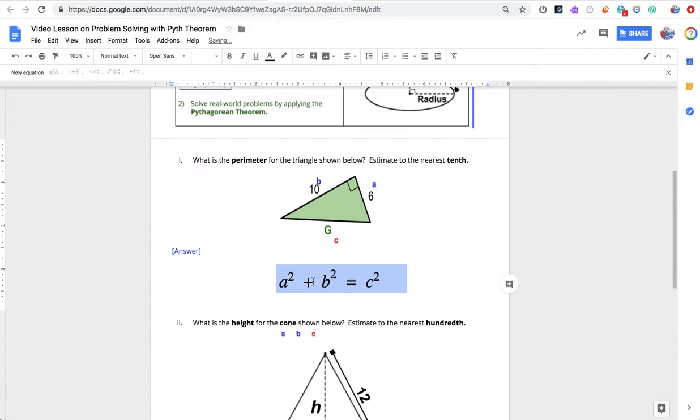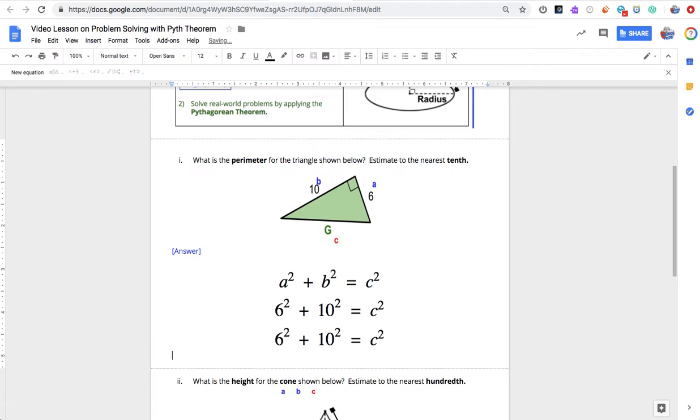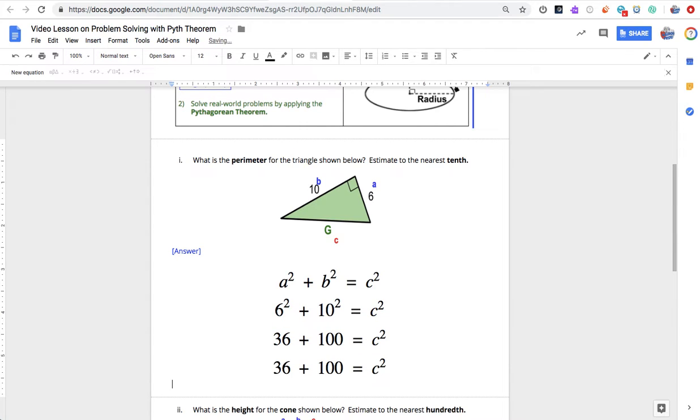So we're going to use that equation, and the first step is to substitute. We're going to replace A with 6, because that's what A was equal to, and we're going to replace B with 10, because that's what B was equal to. The next step is to take this equation and evaluate the exponents. 6 squared means 6 times 6, or 36. And 10 squared, 10 times 10 gives us 100. The following step, we need to combine our like terms. 36 and 100 are constants on the same side of the equation, so when we add them up, they give us 136. That's equal to C squared.